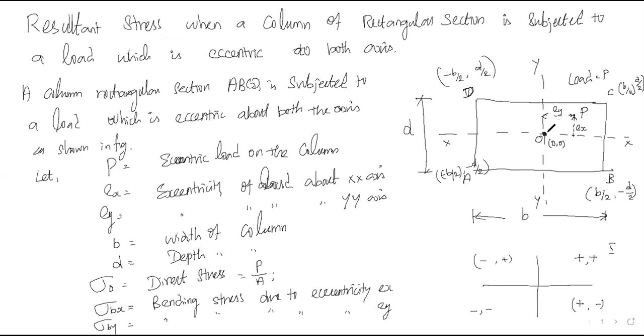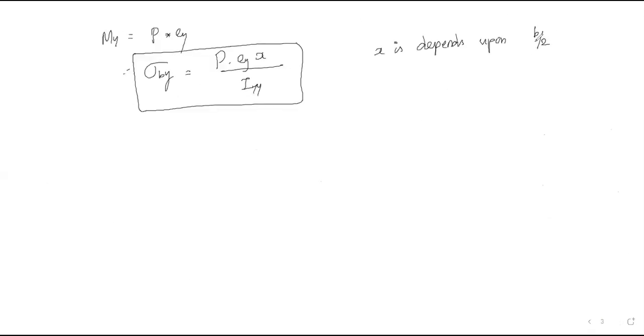The b by 2, why am I saying this? With respect to this axis, the b by 2 is increasing on one side and decreasing on the other. Since this is plus b by 2, here it is minus b by 2. So now we are going to set the limit. So x depends upon plus or minus b by 2, or else we can say x varies from minus b by 2 to plus b by 2.